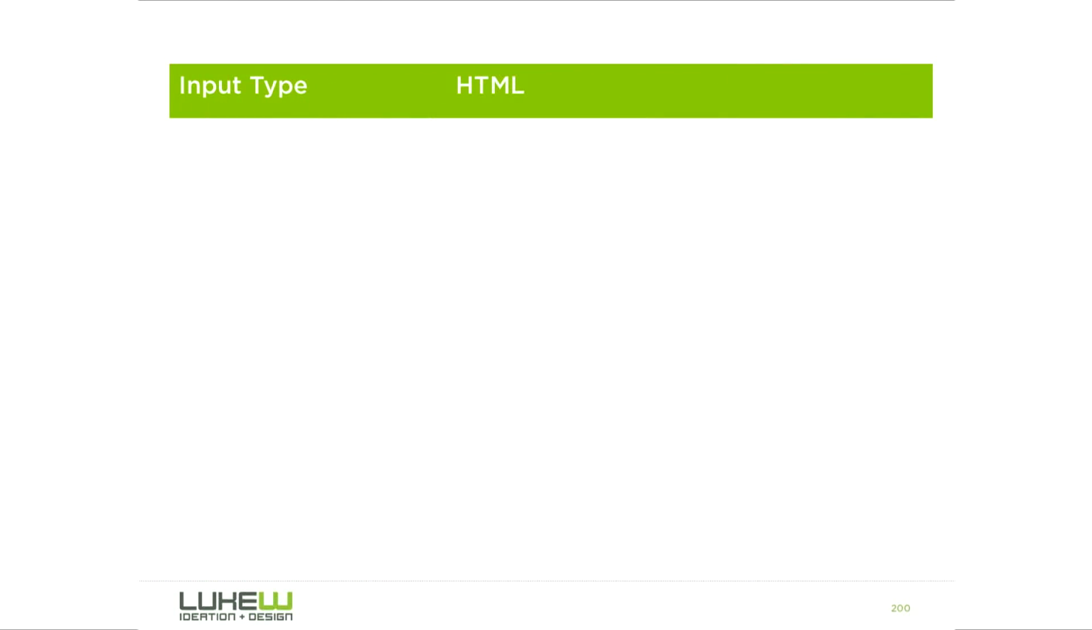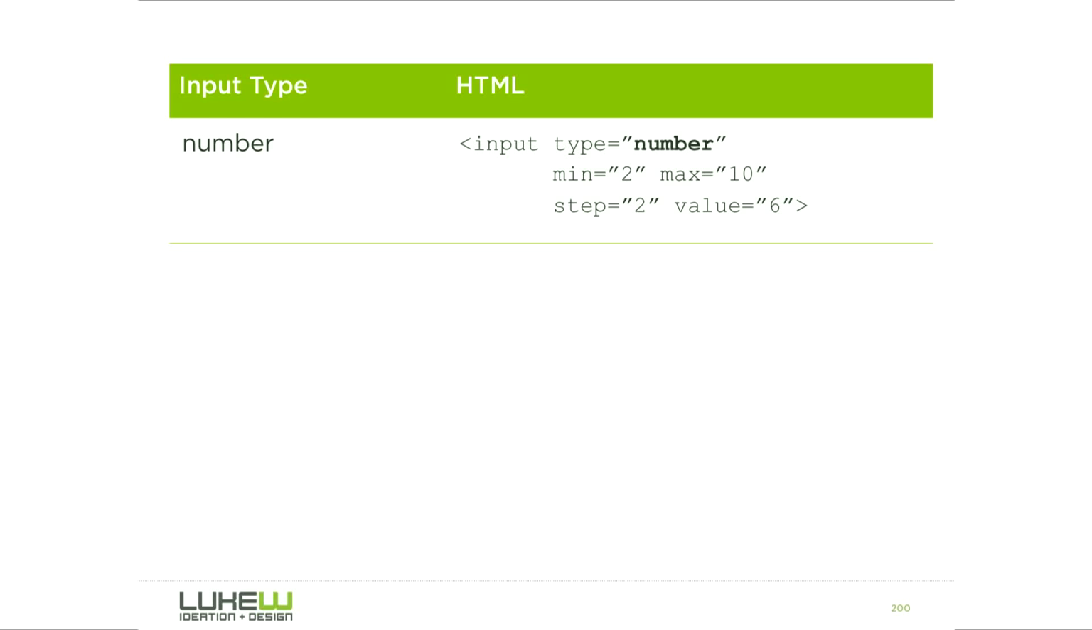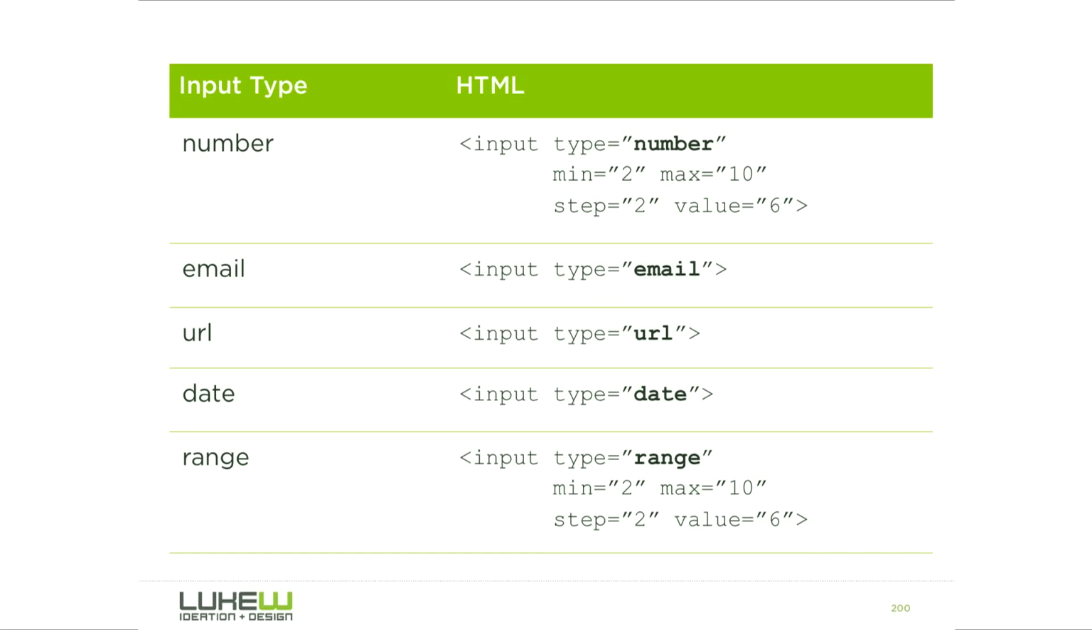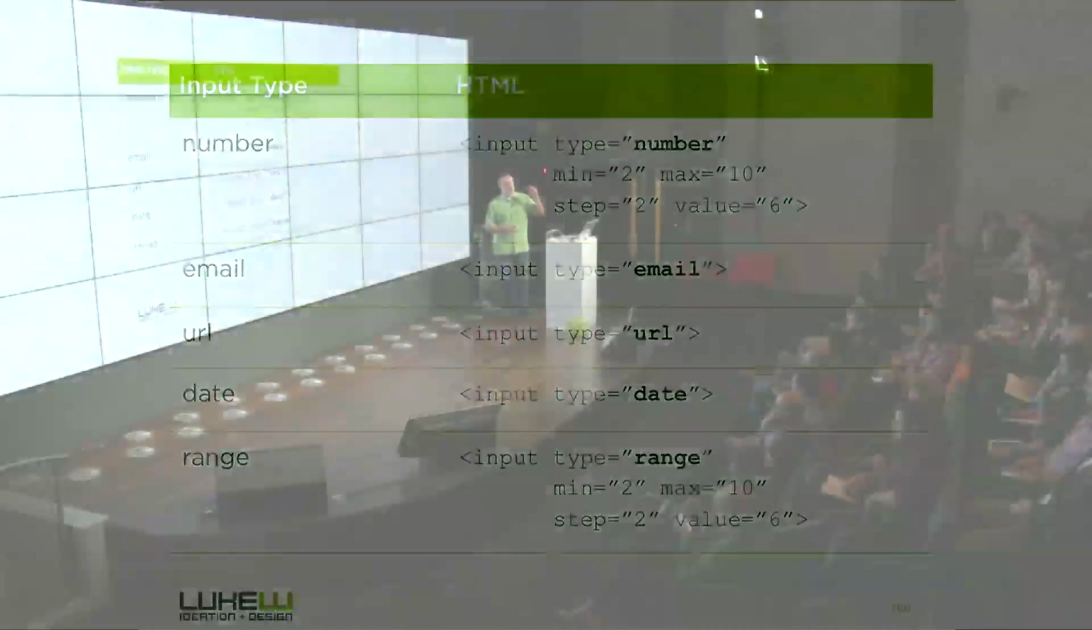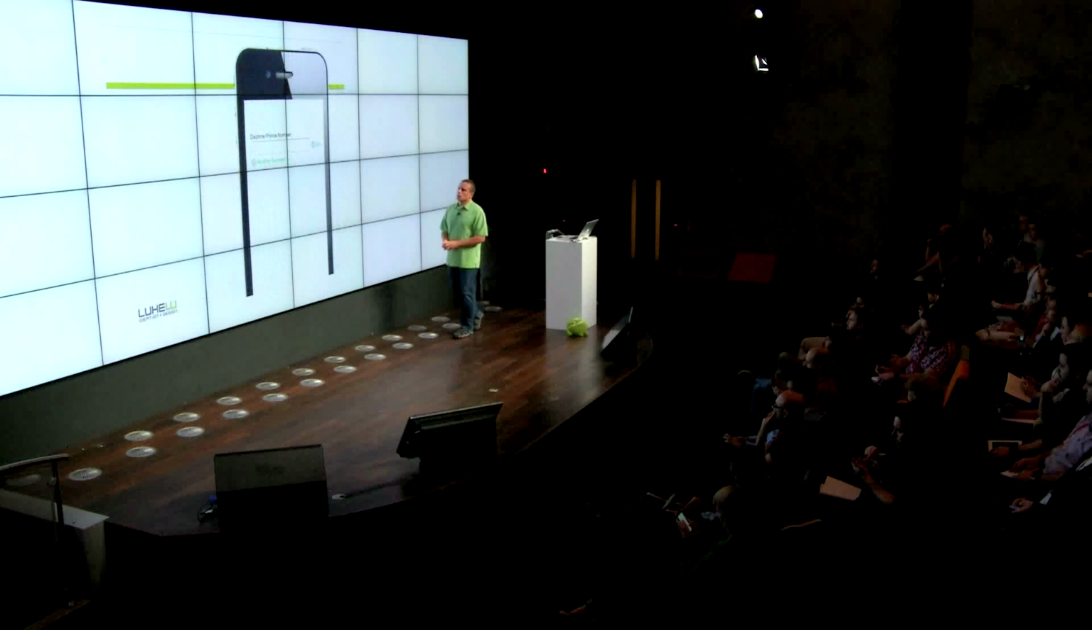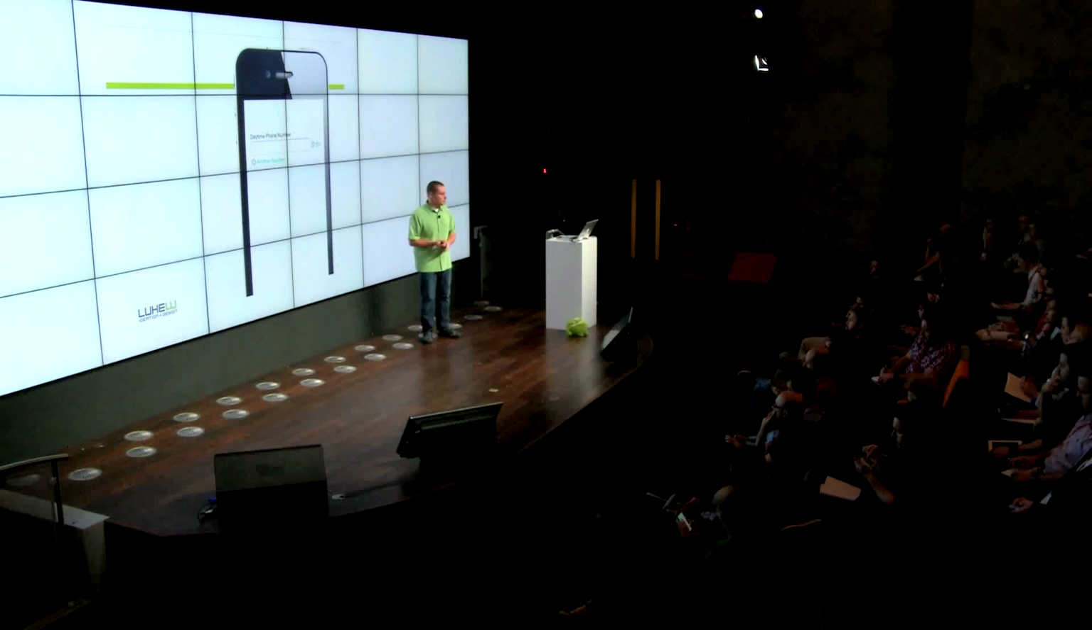And even in HTML, so not even talking about iOS, not even talking about the native platforms, inside of HTML we have number, we have email, we have URL, we have date, we have range. We have a whole variety of input types that help people put information in. So inline validation, input types, input attributes. Another tool to help minimize typing mistakes, input masks.